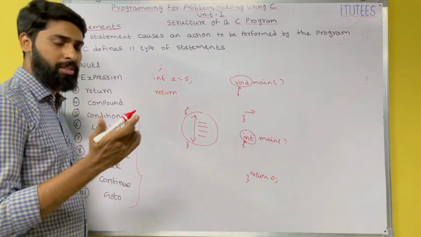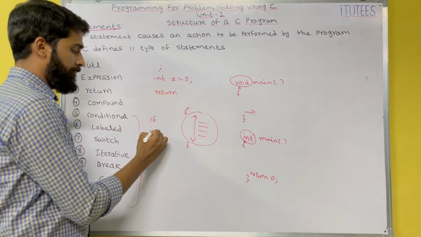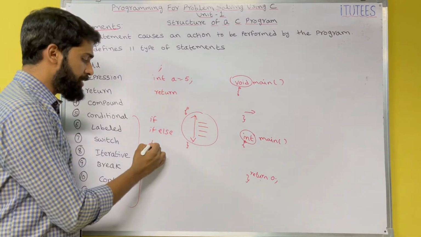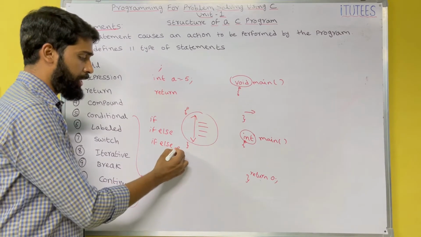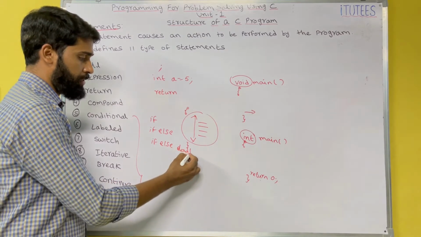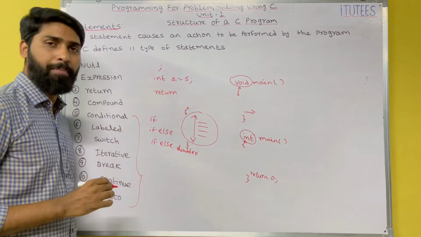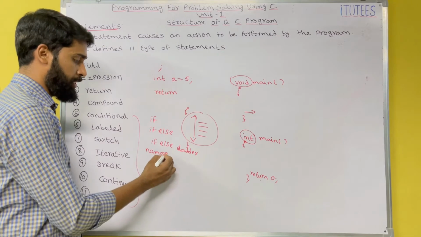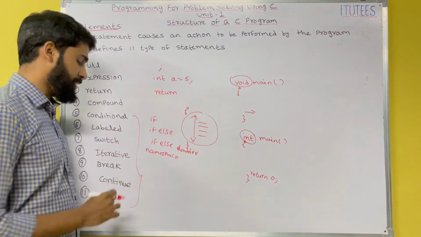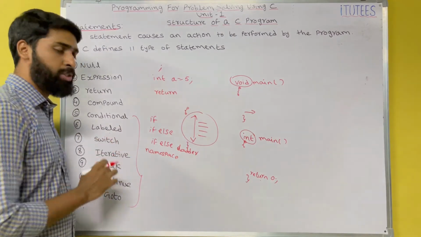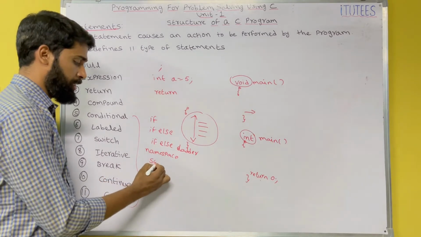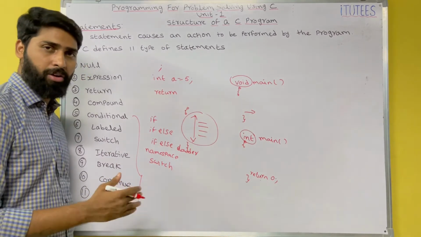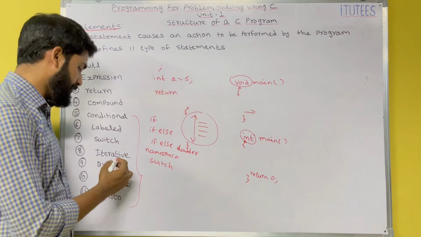Conditional means if, else, and if-else ladder; all these are conditional statements. Next one, labeled. Labeled means in some programs we are going to use some labels. So these are labeled statements. Another one is the switch statement. Switch is also a statement we use for branching.